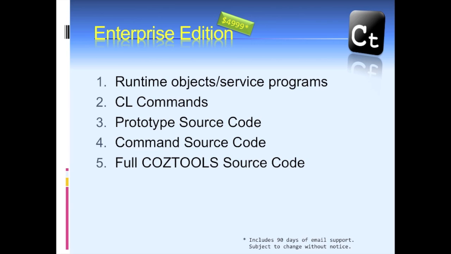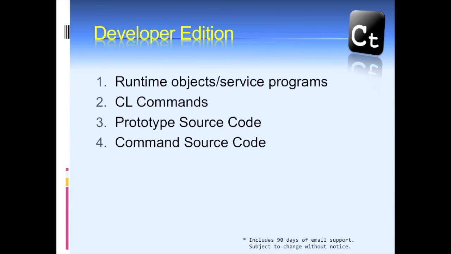Enterprise Edition is $49.99, and it comes with 90 days of email support, phone support, that kind of thing. You can also buy ongoing software maintenance agreement support contracts. Prices and availability are online at cozzitools.com.